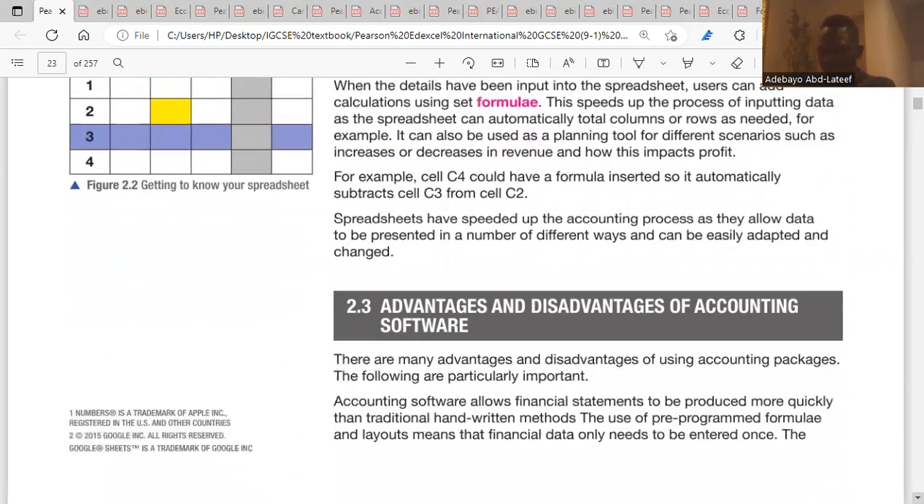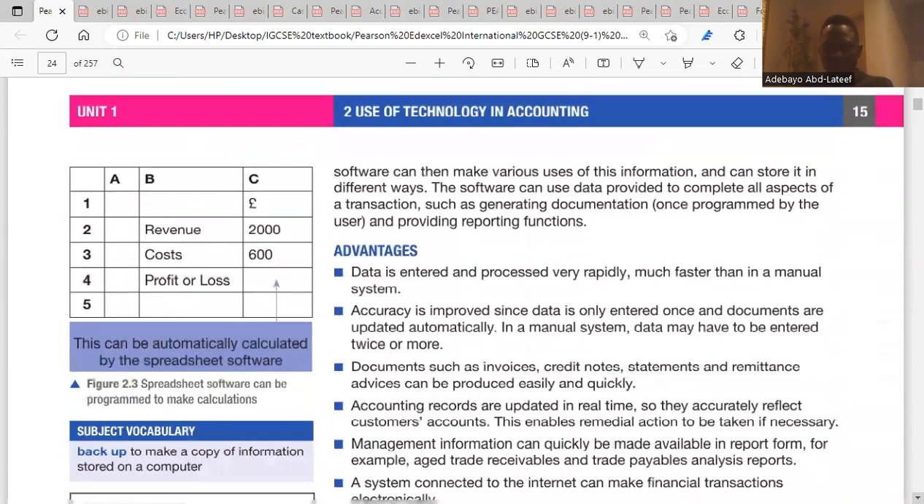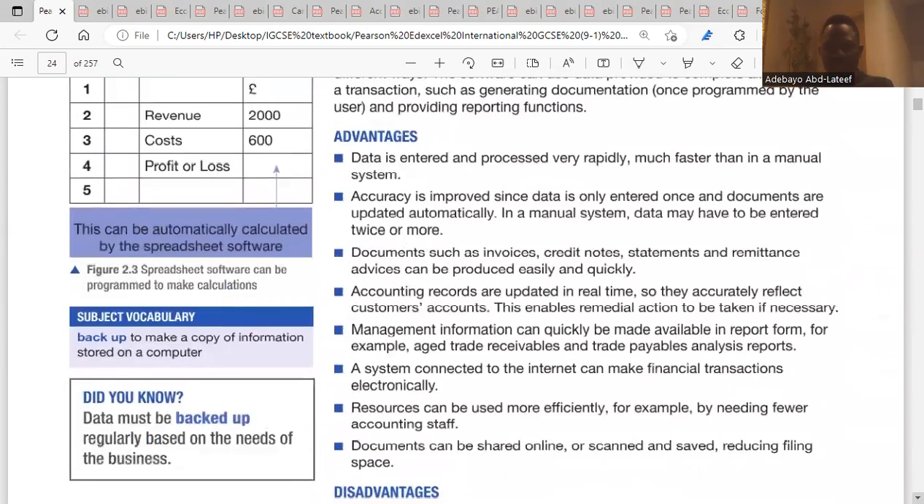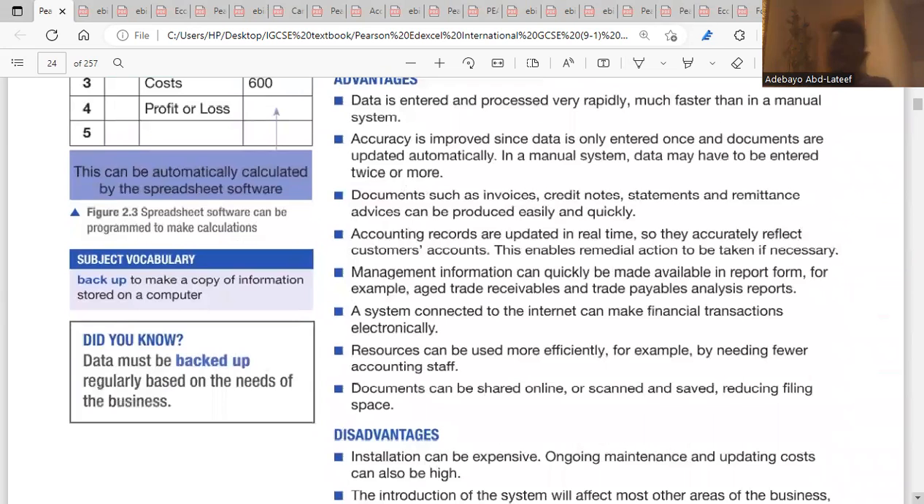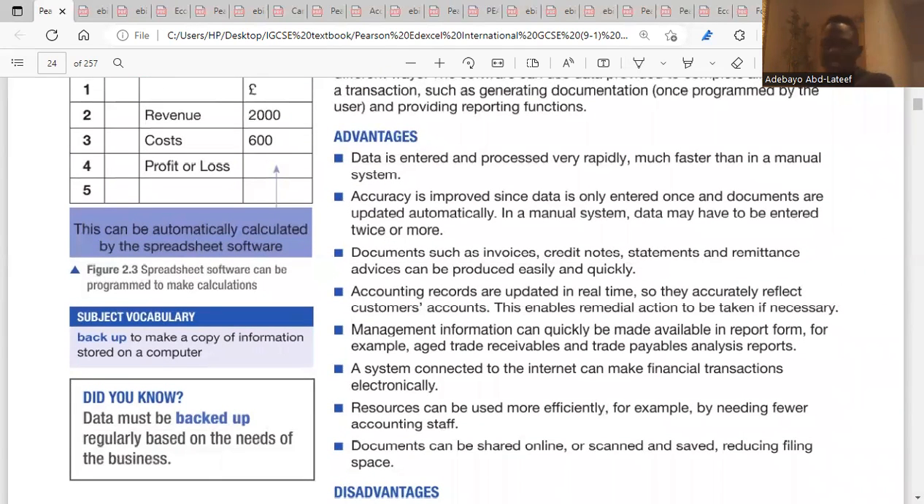So now we go to advantages and disadvantages of accounting software. Go to page 15, please. So, advantages and disadvantages of software. The first one says data is entered and processed very rapidly, much faster than in a manual form. Because technology makes it faster and easier. So when you are recording your data, it's easier to do more than recording it manually. So that's what they're saying. There's an advantage to using accounting software.